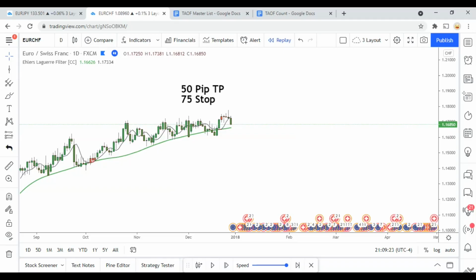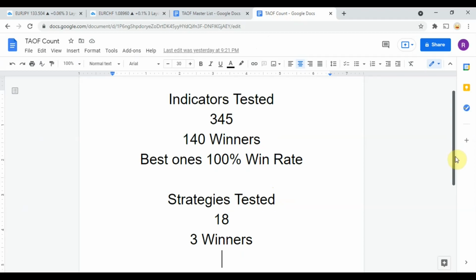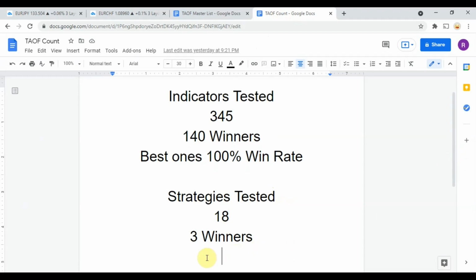Alright, as I said, today we will be testing Ehlers Laguerre filter indicator. Before we do though, I wanted to put the indicator scoreboard up for everyone to see. So, to date, we have tested 345 indicators, and out of those 345 indicators, 140 of them have been winners, which means that they have met or exceeded the 60% win-loss ratio threshold that we have set for them. The best ones so far were able to achieve a 100% win rate.